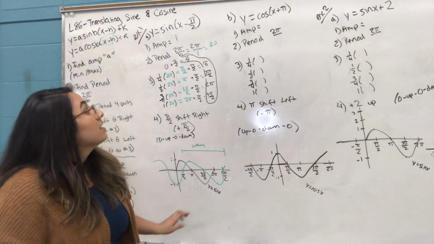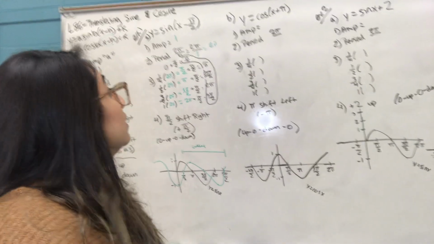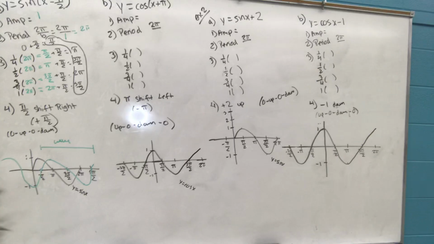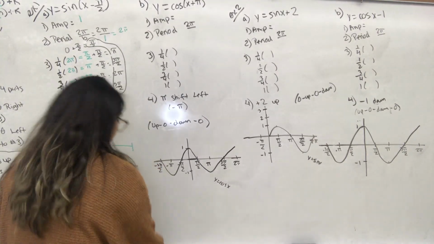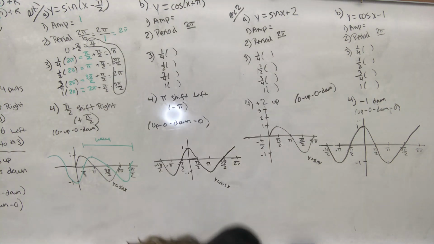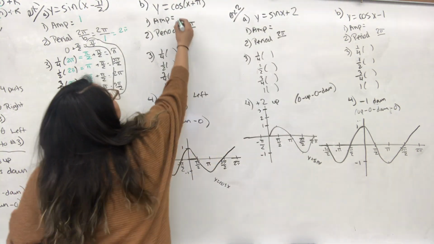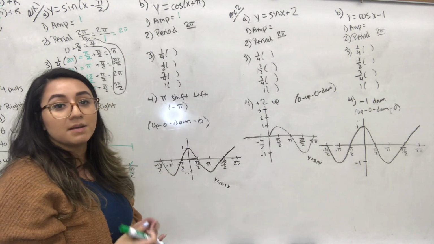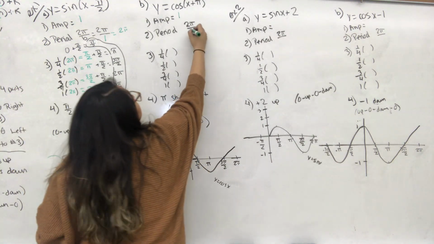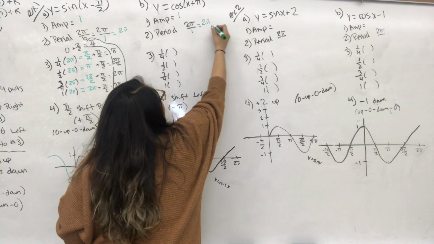Next one. y equals cosine of x plus π radians. So right there. First thing, find your amplitude. Your amplitude will be the number in front of cosine. We don't really have one, so it's 1. Your period is 2π radians divided by the number in front of x. We don't have it this time, so it's over 1. So your period is 2π radians.